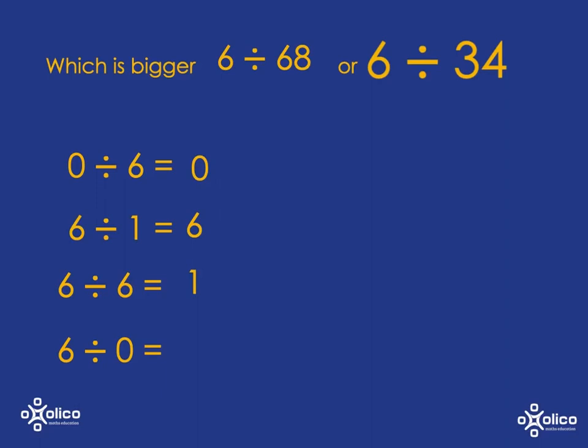6 divided by 0 is a funny one because what you've got there is you've got 6 cakes, but you've got no people. And so you're asking yourself, how much cake will each of the no people get? It really doesn't make sense. And so the answer there is undefined. Now let me give you a slightly more proper reason why it's undefined.